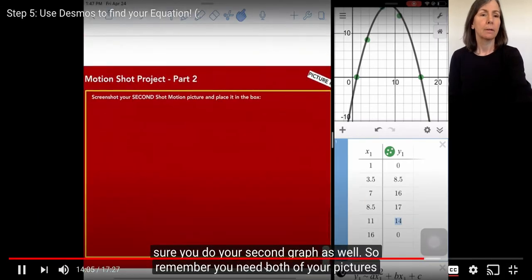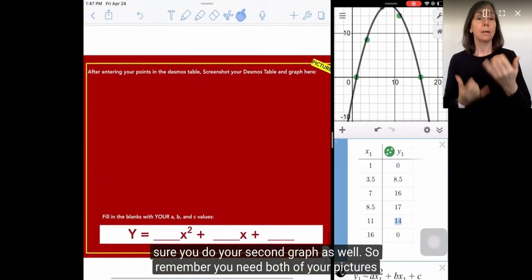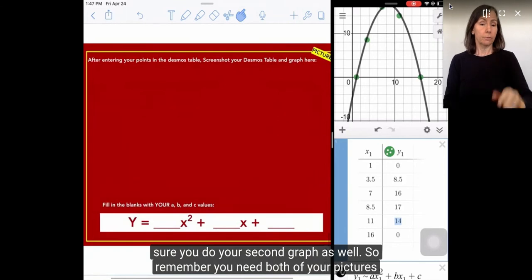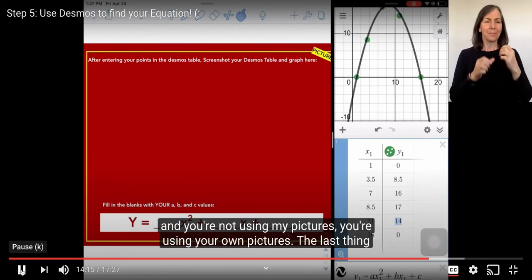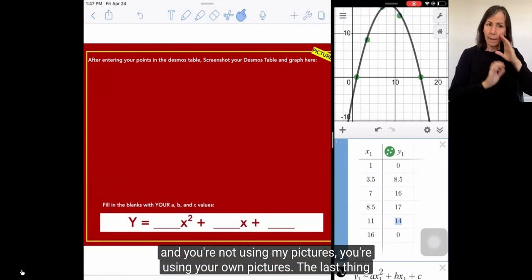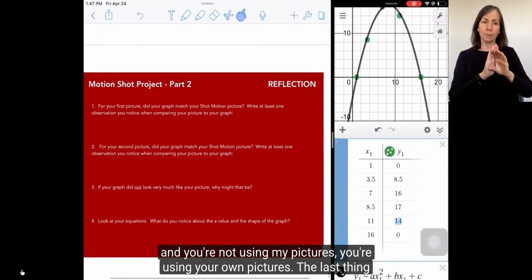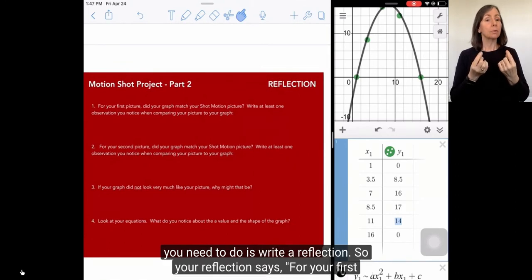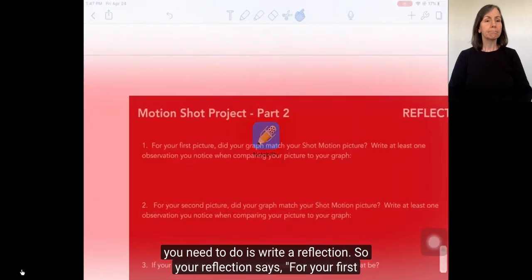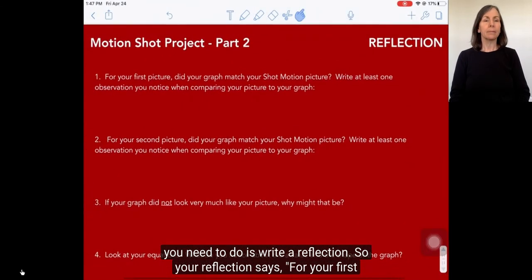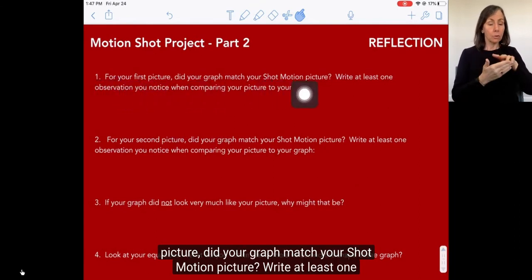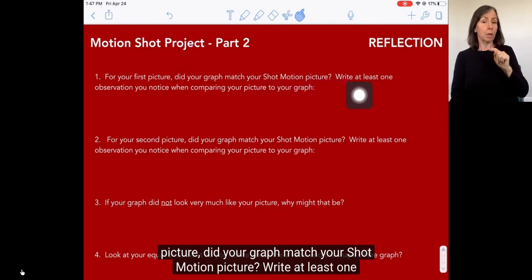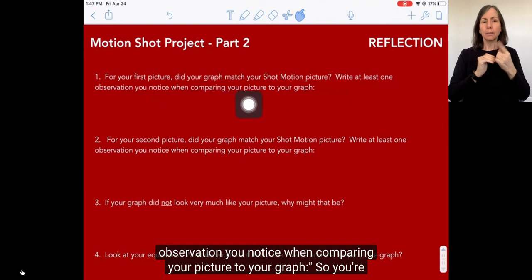Now you guys need to make sure you do your second graph as well. So remember, you need both of your pictures. And you're not using my pictures, you're using your own pictures. The last thing you need to do is write a reflection. So your reflection says, for your first picture, did your graph match your shot motion picture? Write at least one observation you noticed when comparing your picture to your graph.